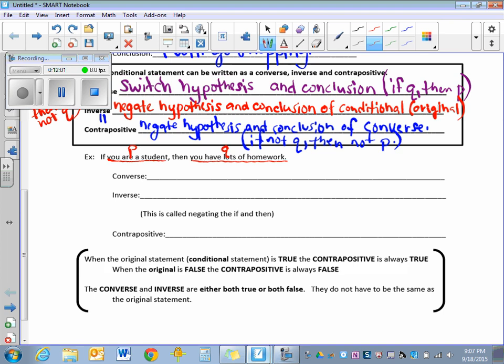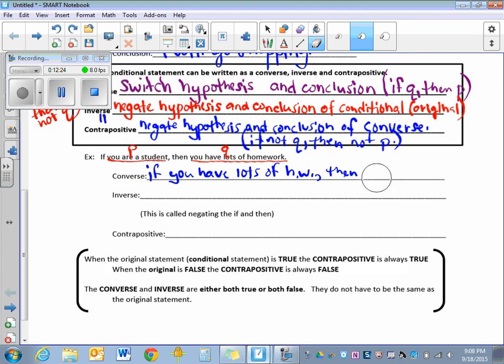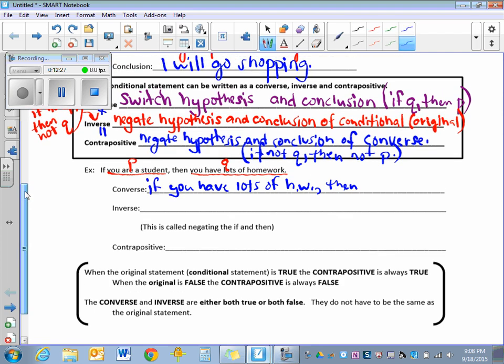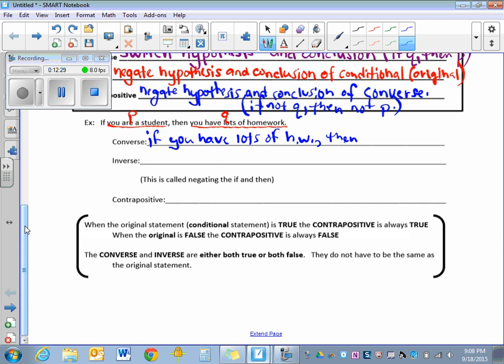All right, so for the converse, we're just flip-flopping those. So our converse is going to be, if you have lots of homework, then you are a student. Sorry, I'm not sure why the Smartboard isn't working so well. So again, notice we just flip-flopped the hypothesis and the conclusion.